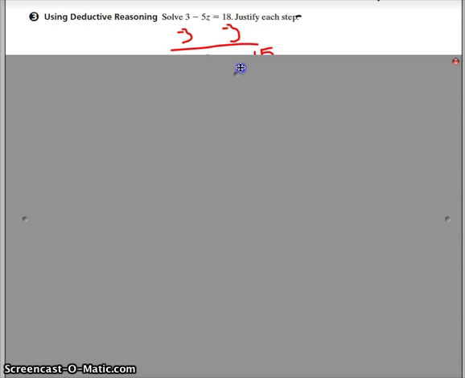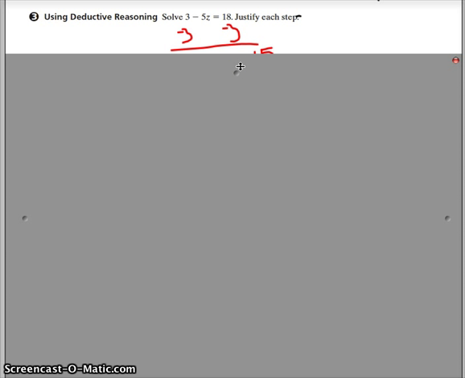The first step is we're going to undo this 3 right here. Now, is this 3 a positive or a negative? The 3 is a positive. So if you have $3, how do you get rid of it? You have to take it away. So our first step is going to be to take away 3 from both sides.